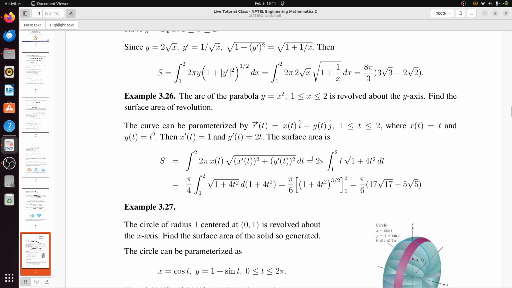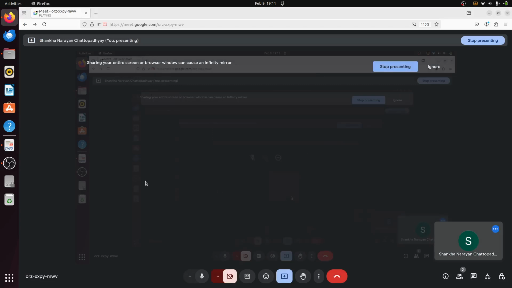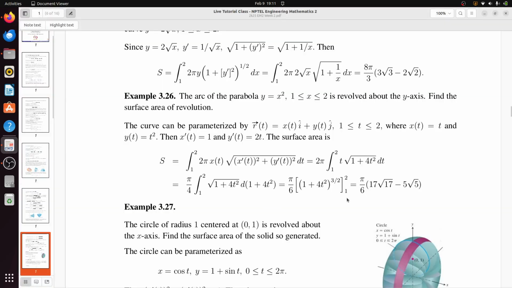Next, pi by 6 times (1 plus 4t square) to the power 3 by 2. This is varying from 1 to 2, and if you solve it, you will get the answer pi by 6 times (17 square root of 17 minus 5 root of 5).